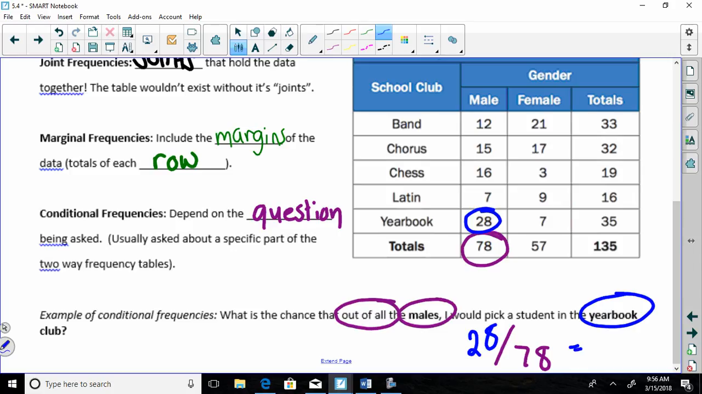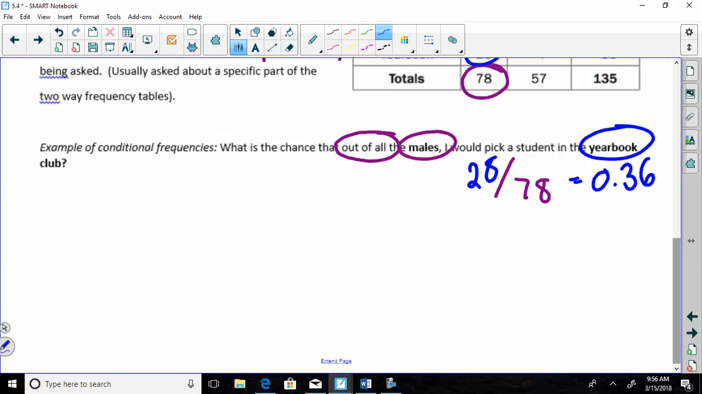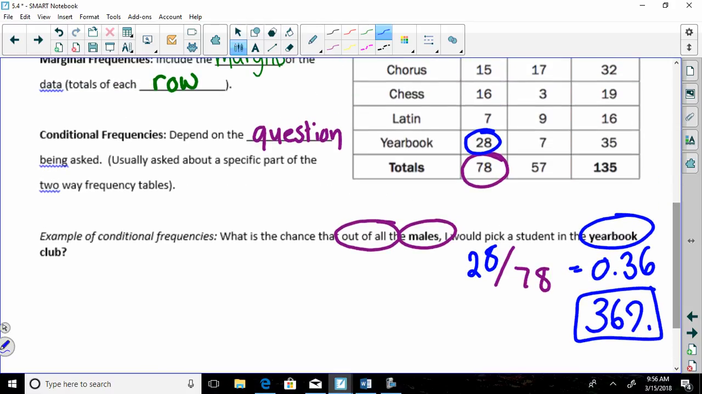What do you guys end up getting? 0.3589, so 0.36. And how would I write that as a percentage? 36%. So they'll either have it as a decimal and keep it that way, or they'll turn it to a percent. And that's our main lesson for today.